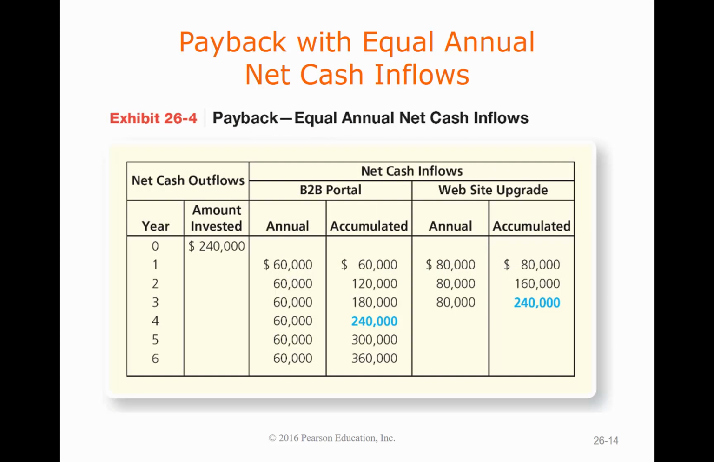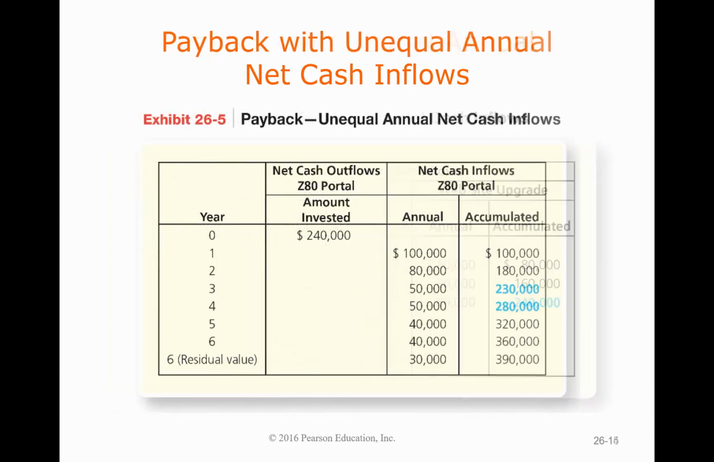So this is just a payback schedule. If you look at it, it just breaks down. Both of them had $240,000 in initial outlay. And then the B2B portal, they just do by year, $60,000 a year, and then it accumulated 60, 120, 180. So by year 4, they've matched their outflow. And here is 80 a year, so by year 3, they've matched their outflow. That's all that's showing. It's like a schedule to track it.